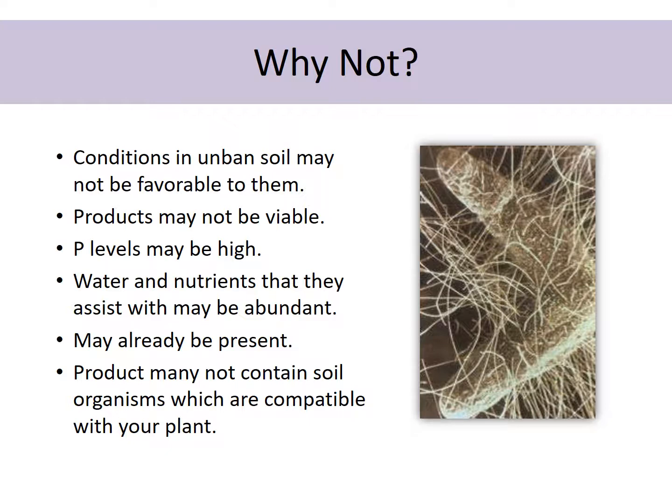It could also be that the water and nutrients that the mycorrhizae assist in absorbing are already abundant in urban soils. We water urban soils and we oftentimes fertilize them, and this gives the plant very little incentive to engage in the symbiotic relationship. It's already getting plenty of the nutrients. Why would it want to share the carbohydrates it creates?